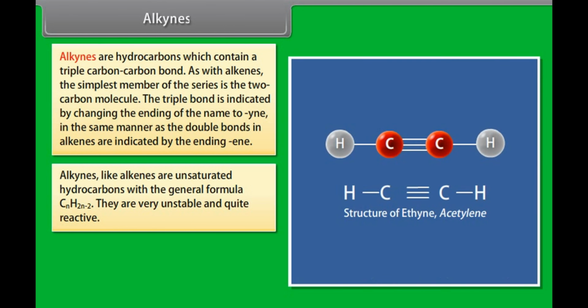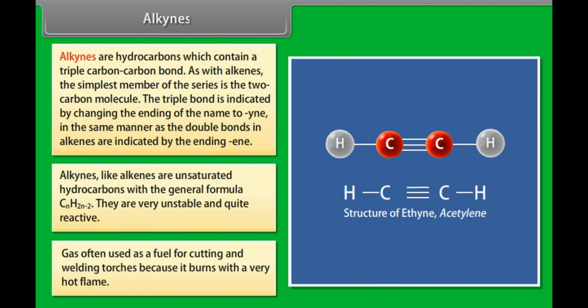For example, ethyne, the simplest alkyne, which is more commonly known by its common name acetylene, is a gas often used as a fuel for cutting and welding torches because it burns with a very hot flame.